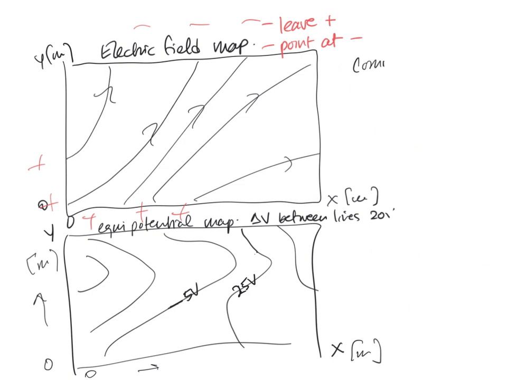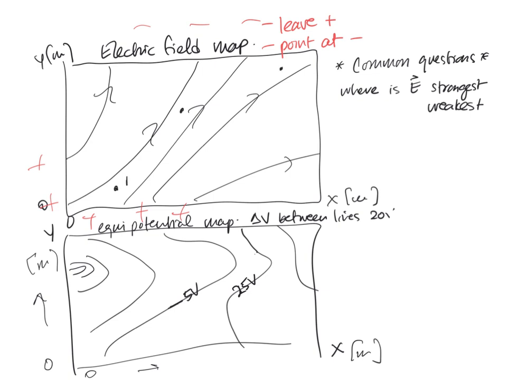Okay, so what kind of questions can you expect if you see a map like this? You can expect questions like, where is the electric field the smallest, strongest or weakest? Where is the electric field the strongest or the weakest? And usually for this, they're going to give you a choice of labeled points.